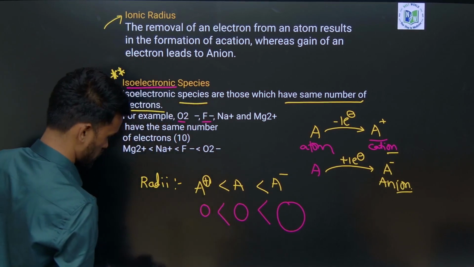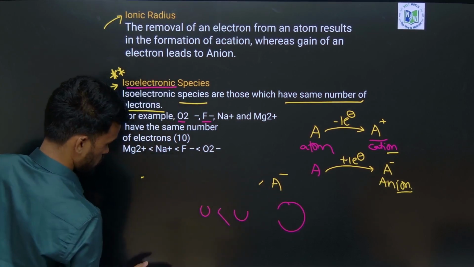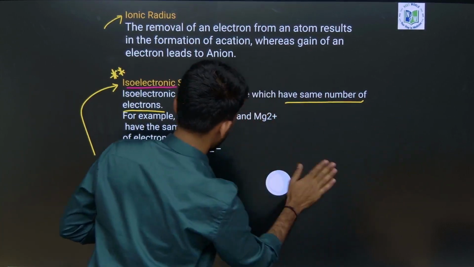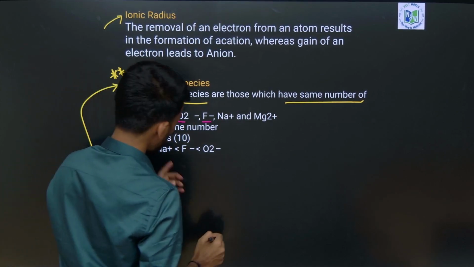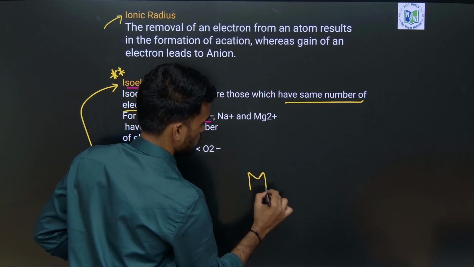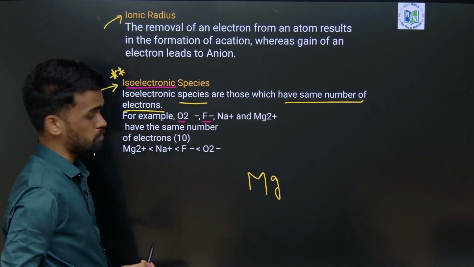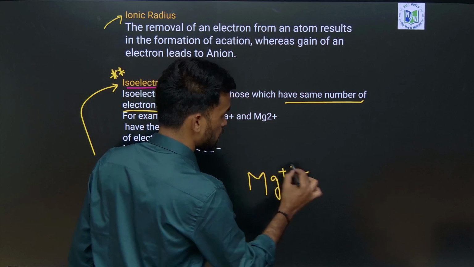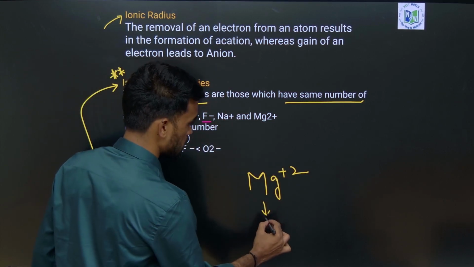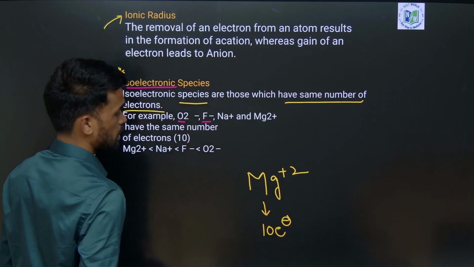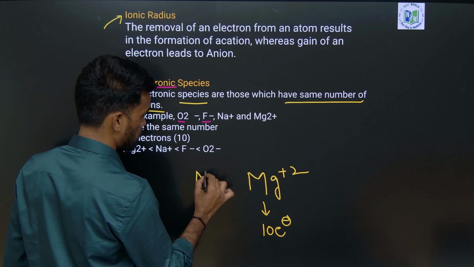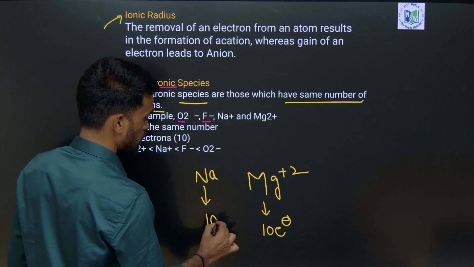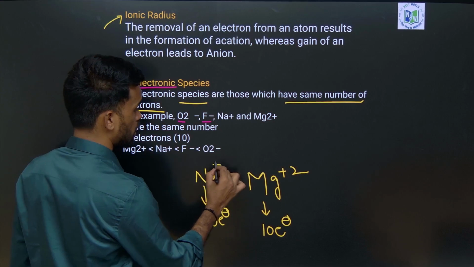So I will be taking a fresh example here. So if I write magnesium, atomic number is 12, so it will be having 12 electrons. But if I remove 2 electrons, it becomes Mg plus 2. It means now it has 10 electrons. Now if we have one more, sodium I am writing, its atomic number is 11. If I remove 1 electron, it becomes 10 electrons. Since we removed 1 electron, you should write plus 1.